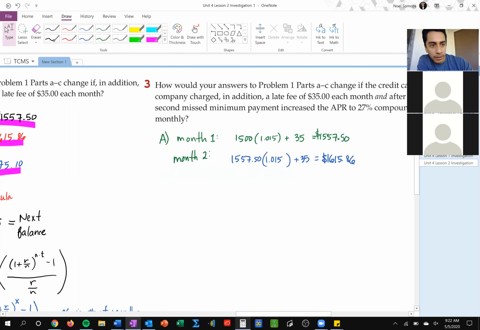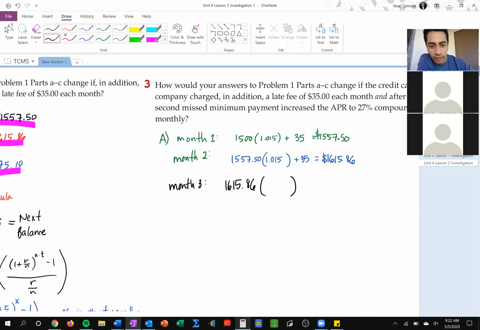Okay, so now month 3, this is the part where we have to make a change, because as of month 3, there have been 2 missed payments. So now they're going to keep the fee, but they're also going to increase your APR, right? So those 2 things have to be taken into account now. Your starting balance for month 3 was 1615.86. This time, what is it that you're going to multiply by? Well, the APR has increased to 27%, but it's still compounded monthly, right? You have to find out what percentage of that it's going to be for the 3rd month, just for that 1 month.